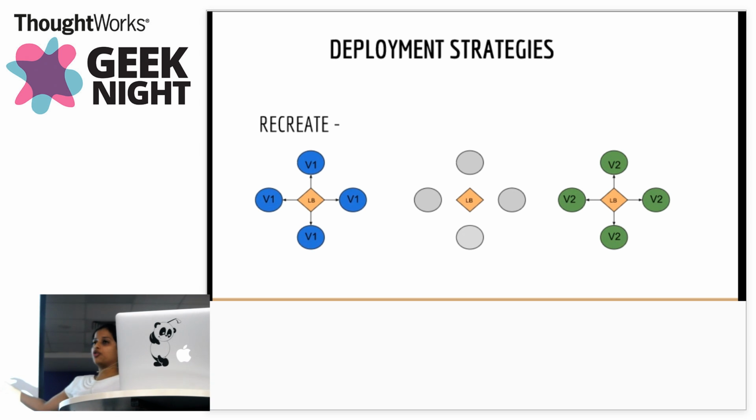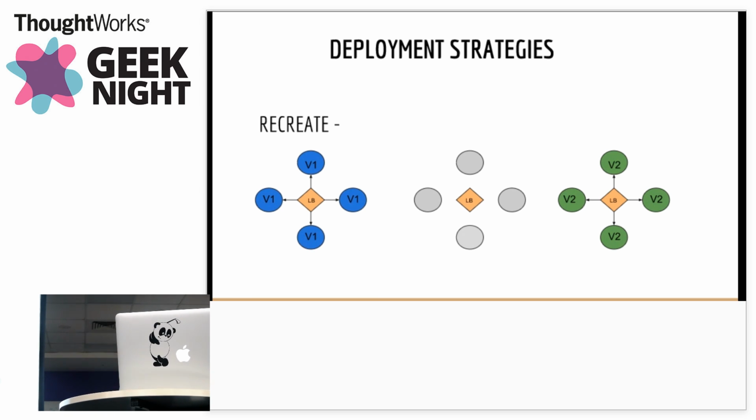So what could be the drawbacks here? I have a downtime. So when I'm deleting all the nodes, there are no nodes to handle my traffic, right? So there's a downtime for this way of deploying. This is the simplest way of deployment, and this could be adopted for a dev environment, right?